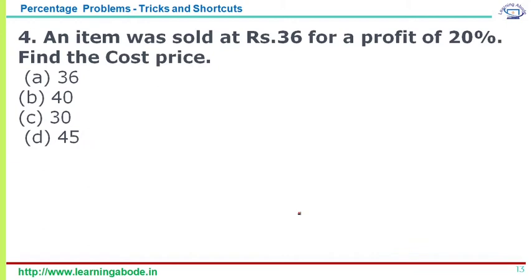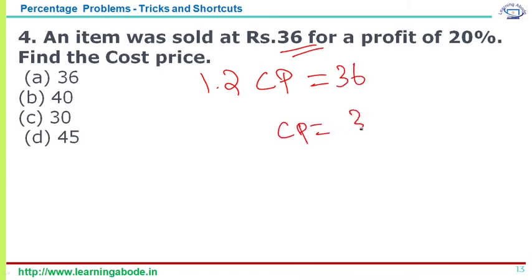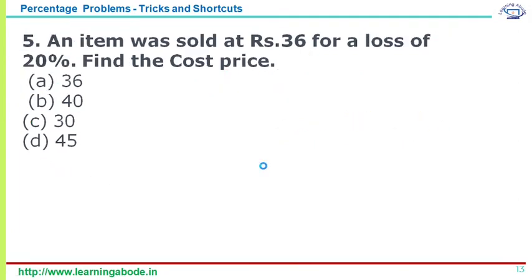Also, you can very much use this in profit, loss, and discount. This multiplying equivalent is especially useful there. For example, this question says an item was sold at 36 rupees for a profit of 20%. In terms of multiplying equivalent, a 20% profit on cost price is like a 20% increase, so 1.2 times the cost price is 36. So cost price is equal to 36 by 1.2, that's 30 rupees. That's answer option C.